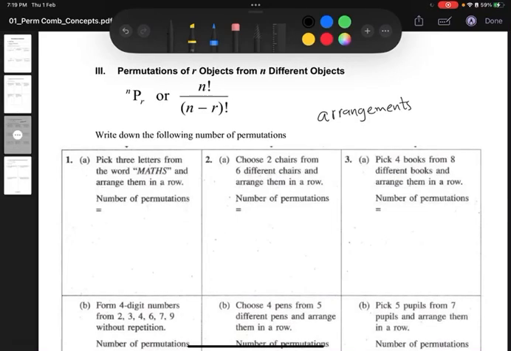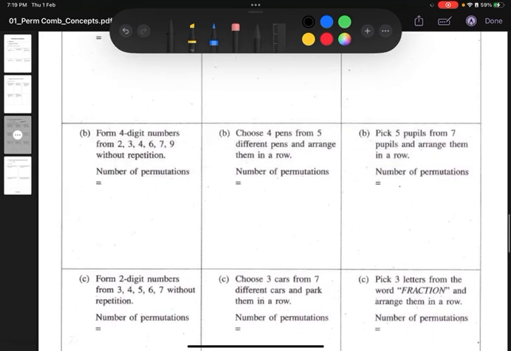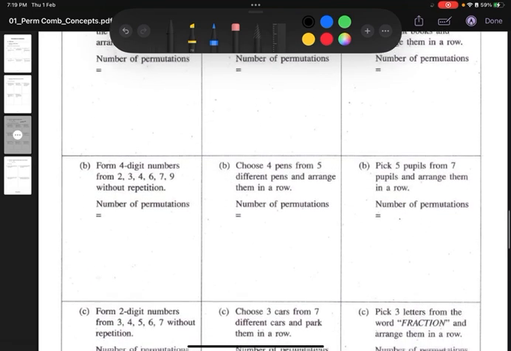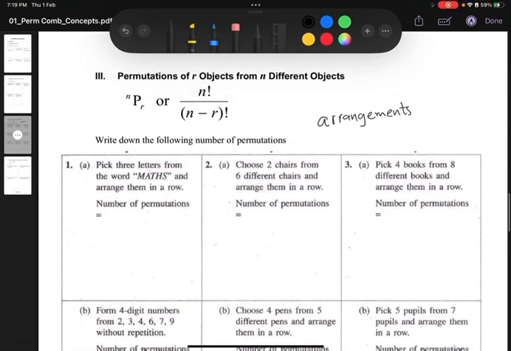Today we'll be learning about permutations. This is an advanced topic and we'll be learning what it means and how it works, and we're also going to be solving some exercises to help you understand better. So when it comes to the word permutations itself, it basically means arrangements.